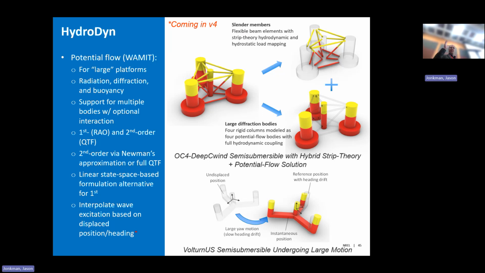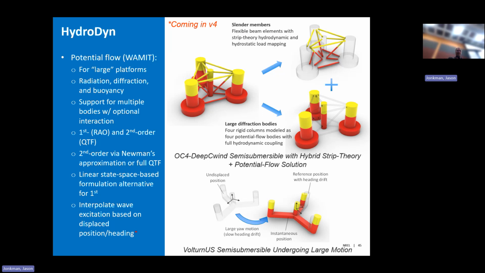Just like SeaState, this potential flow model supports both linear and second order. So linear, of course, is the RAOs effectively as input. Second order is like inputting the full quadratic transfer functions. That works in there. For second order, you can do full QTF or you can do Newman's approximation.